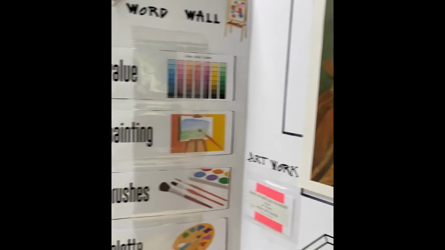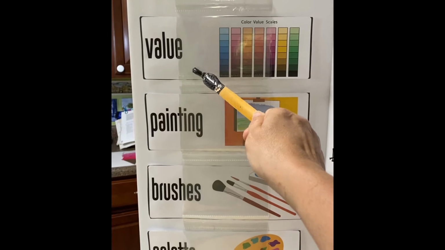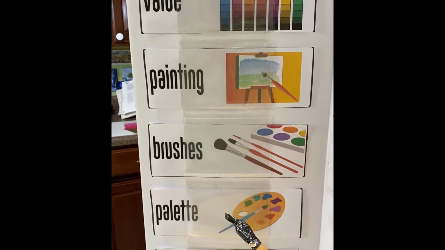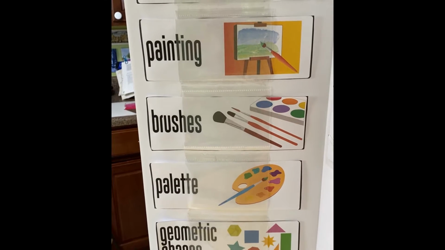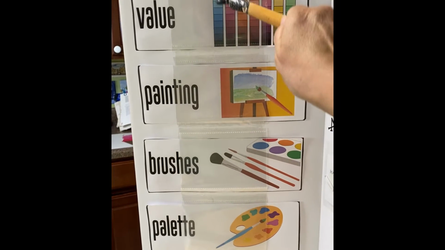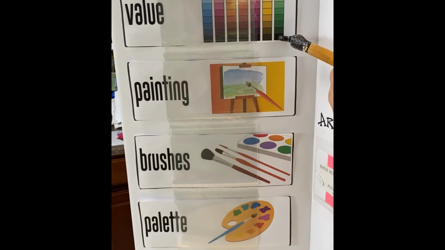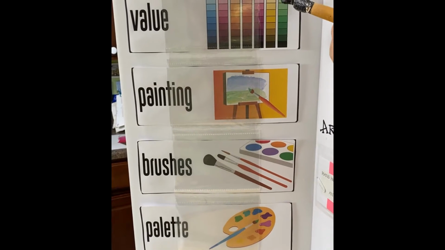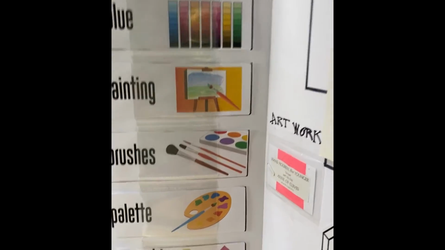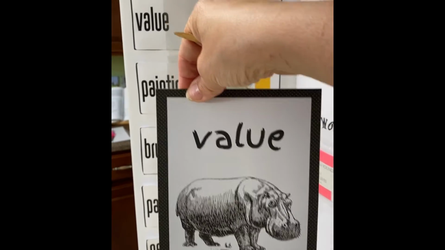All right, we are going to start by looking at these words: value, painting, brushes, palette, geometric shapes, and organic shape. Let's go back to the beginning and look at this. Value. See this? These are different colors: blue and orange, yellow, green, and it starts with a dark green and it goes to a lighter green. And our project today is going to be working with that. That is value. When we look at here, we have value in a little bit different way.